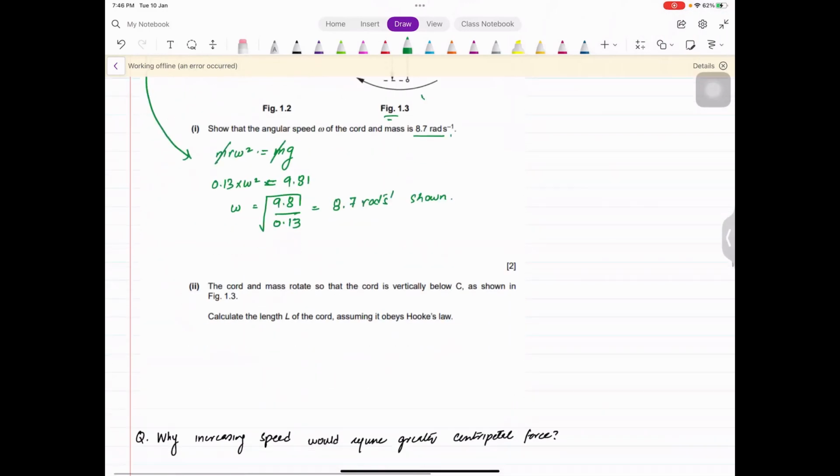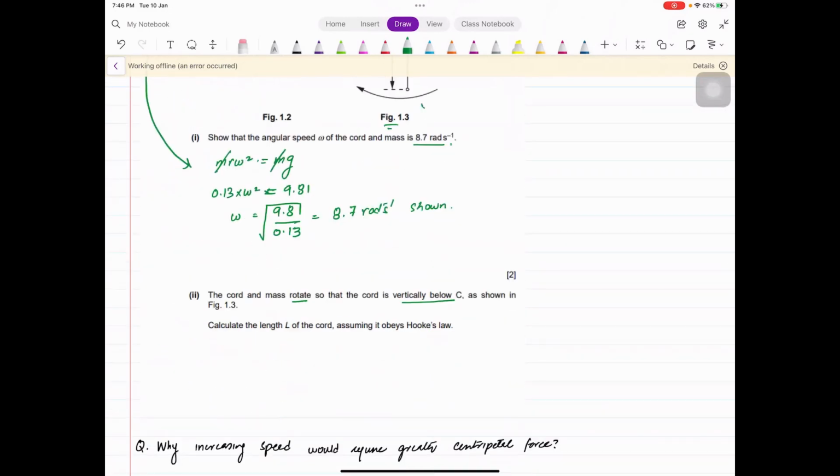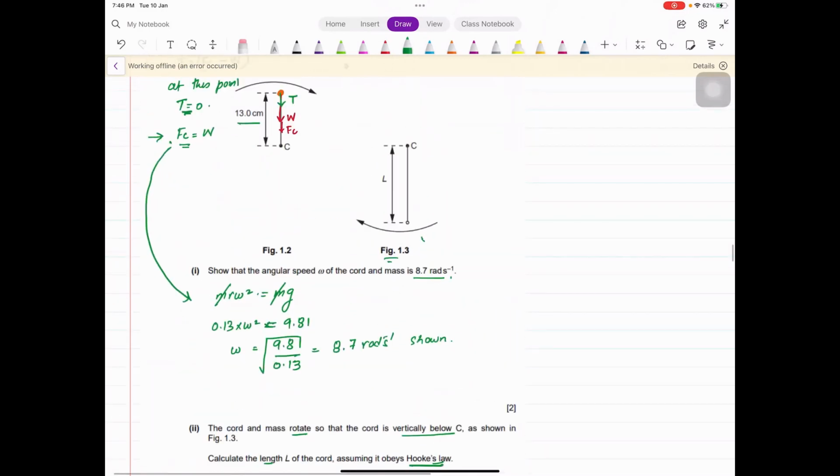Then it says the cord of the mass rotates, so the cord is vertically below C as shown in 1.3, as you can see. Calculate the length of the cord assuming that it obeys Hooke's law. Now, the moment I see this, I need to figure out what are the things happening here.